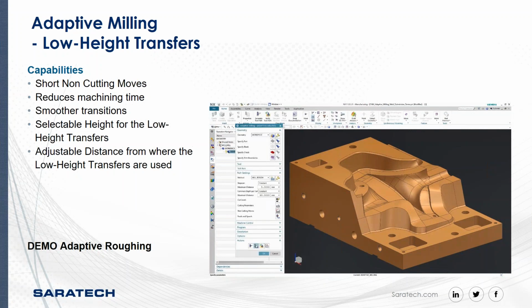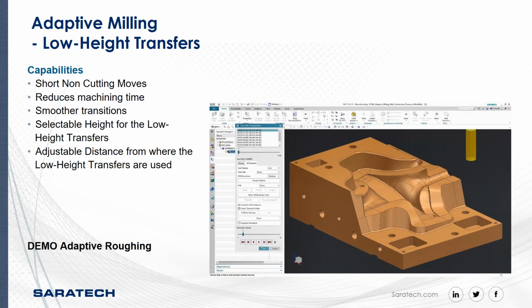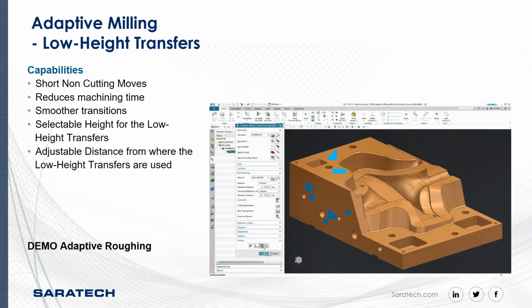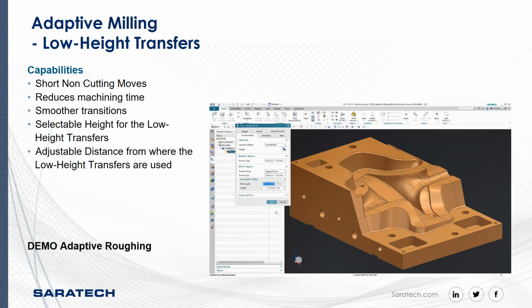So if you have a three-dimensional surface like that, and the tool does need to create a non-cutting move to skip over the top of a piece, you can select a height for that particular move. So it's not rapiding. You can go 100 thousandths above all material instead of to a safety plane. And you can adjust the distance from where the low height transfers are used. So when you're in a part, you could say anything that's more than an inch and a half deep has to do a full height transfer. And I'll show you that in the non-cutting moves page.